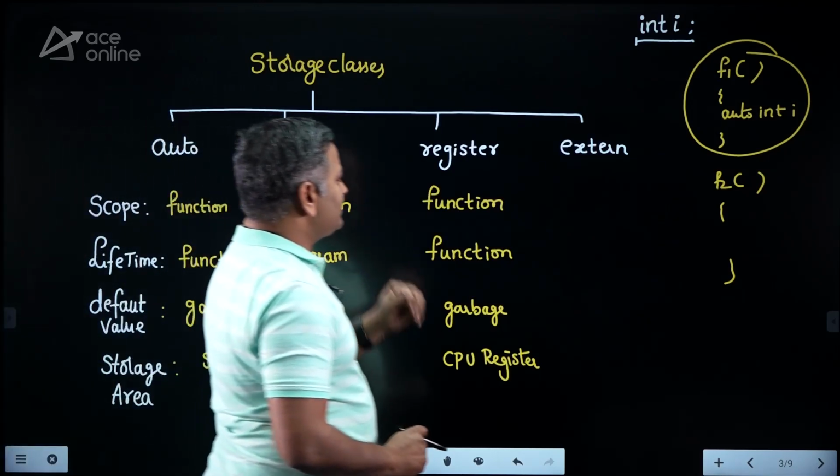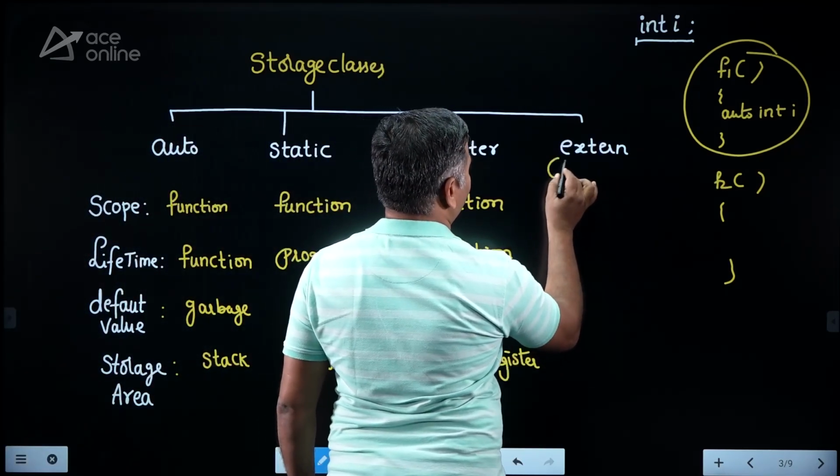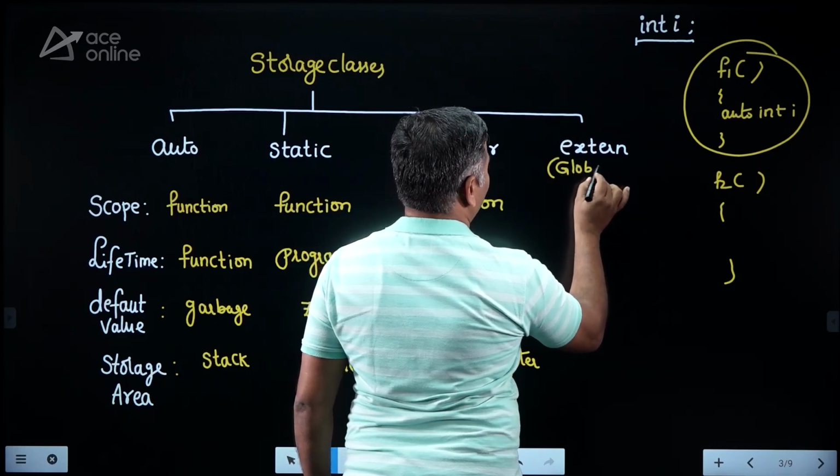Next, it is called the external storage class. We can also call it global variable prototype. They are called global variable prototypes.